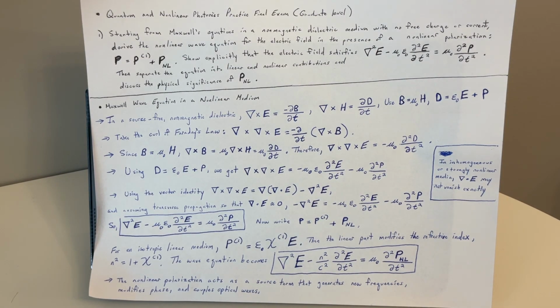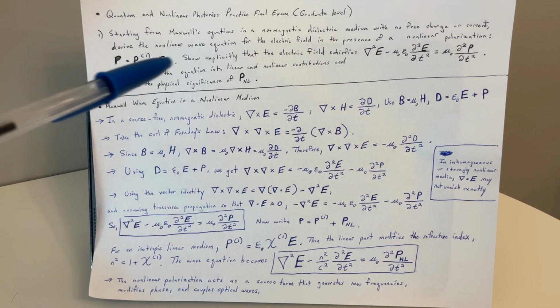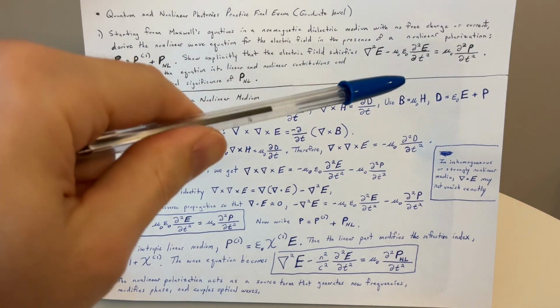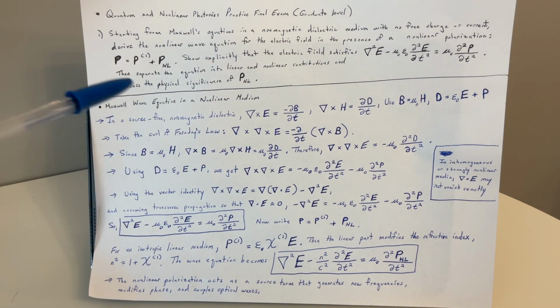non-magnetic dielectric medium with no free charge or current, derive the nonlinear wave equation for the electric field in the presence of a nonlinear polarization. So we're given here that equation for nonlinear polarization. Show explicitly that the electric field satisfies this very familiar equation here. Then separate the equation into linear and nonlinear contributions and discuss the physical significance of that P sub NL.